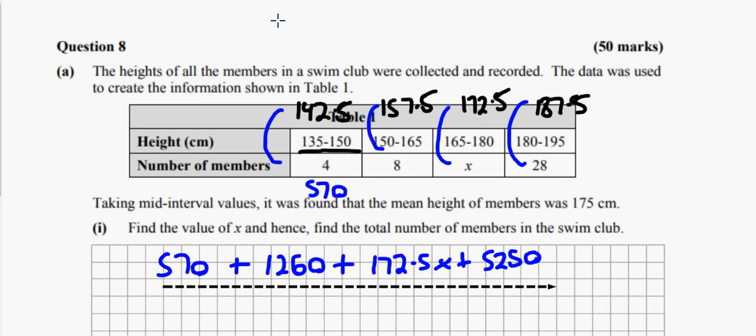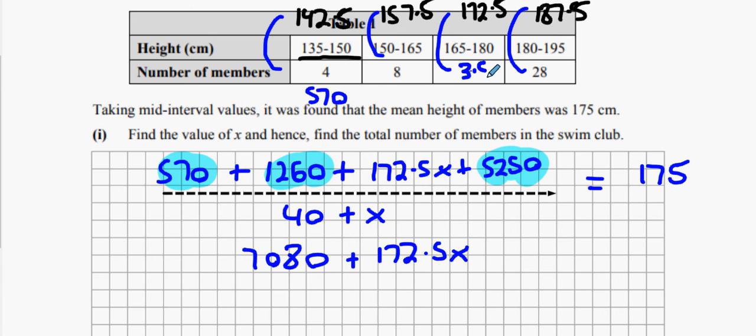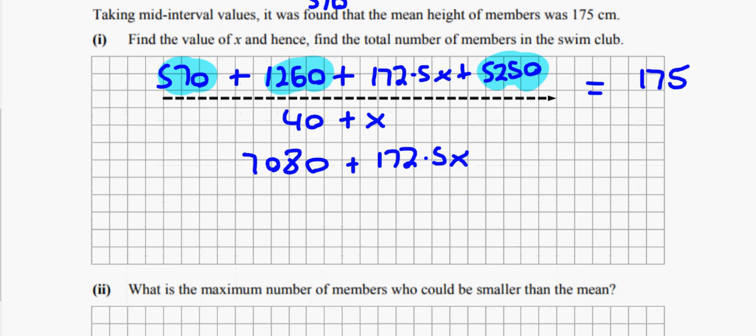How many people were there? 4 plus 8 is 12. 12 plus 28 is 40, plus whatever x is. Is that right, you guys? That's how many people there are. So the total heights of every person divided by the total number of people. What's the answer equal to? 175. And here's the awkward part. I'm going to get these parts here and add them together. You see those three parts? We're going to get 7,080 plus 172.5x. Can x be a decimal answer? Can you say there was 3.5 people? x will have to be what type of answer? A whole number. If I don't get a whole number, I'm in trouble. What can I do with the 40 plus x on the bottom here? Multiply, yeah?